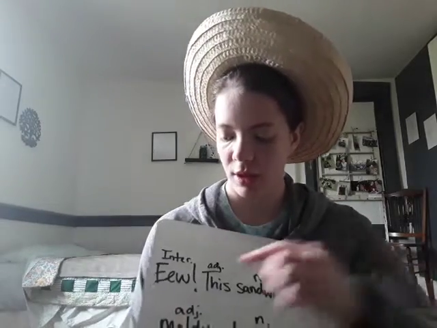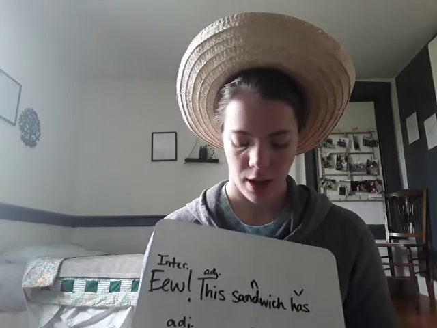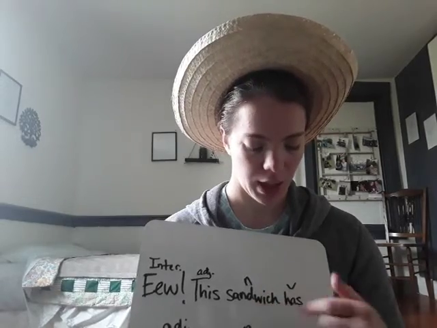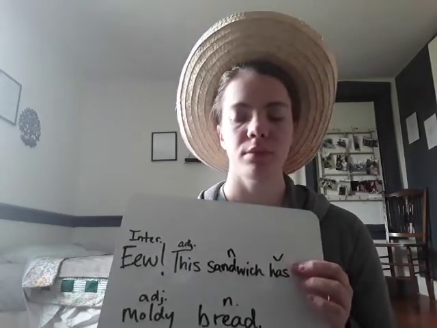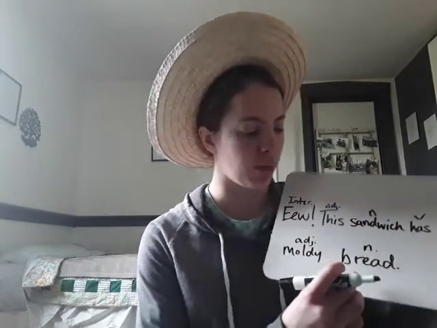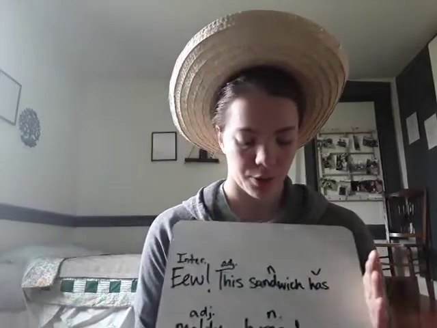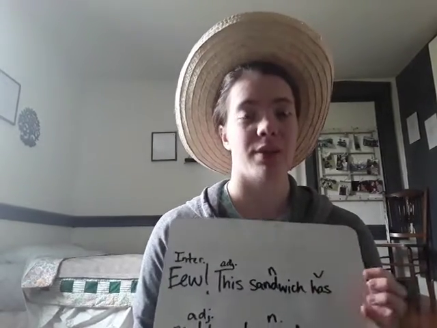Okay, so let's look at this now. Ew is an interjection. That's the part of speech. This is an adjective. It's used to describe a noun. Sandwich is naming a thing, so that makes it a noun. Has is a verb. Moldy is describing a noun. Moldy is describing bread, so that is an adjective. And bread is a noun. It's naming a thing. So those are the parts of speech.